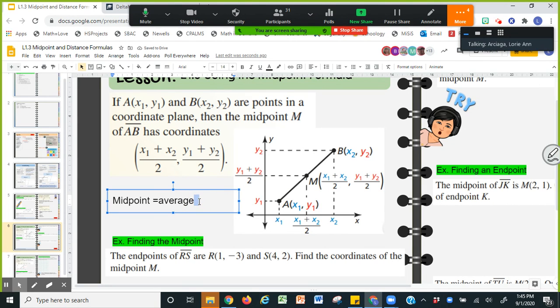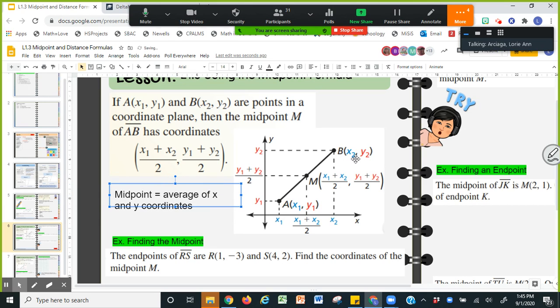So, average of x and y coordinates. The minus formula that Jeremiah spoke about, that's in the next slide, and that's a distance formula. Remember there's a difference between the two. Midpoint is you're just finding the middle portion. Distance formula is you're getting the total length. So right now, we're just looking at the midpoint.